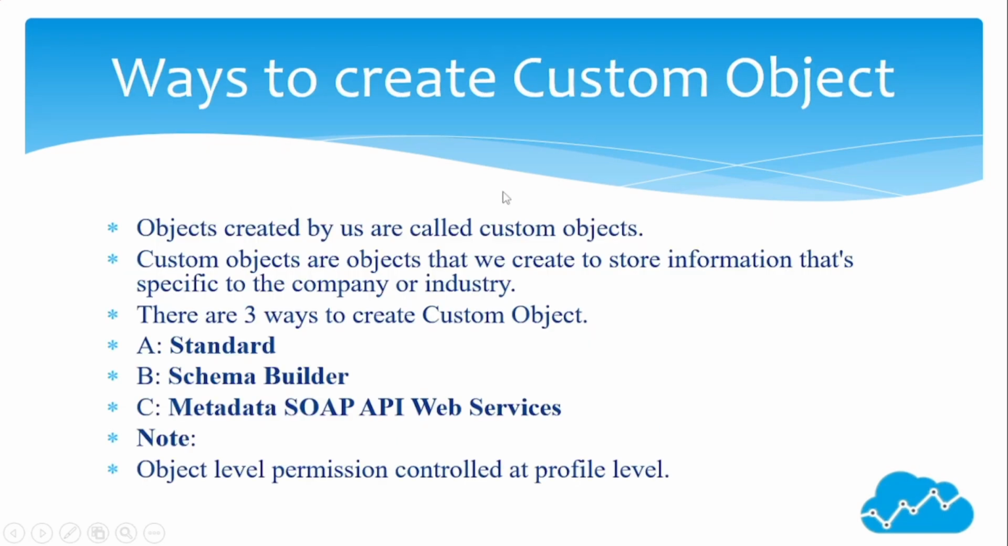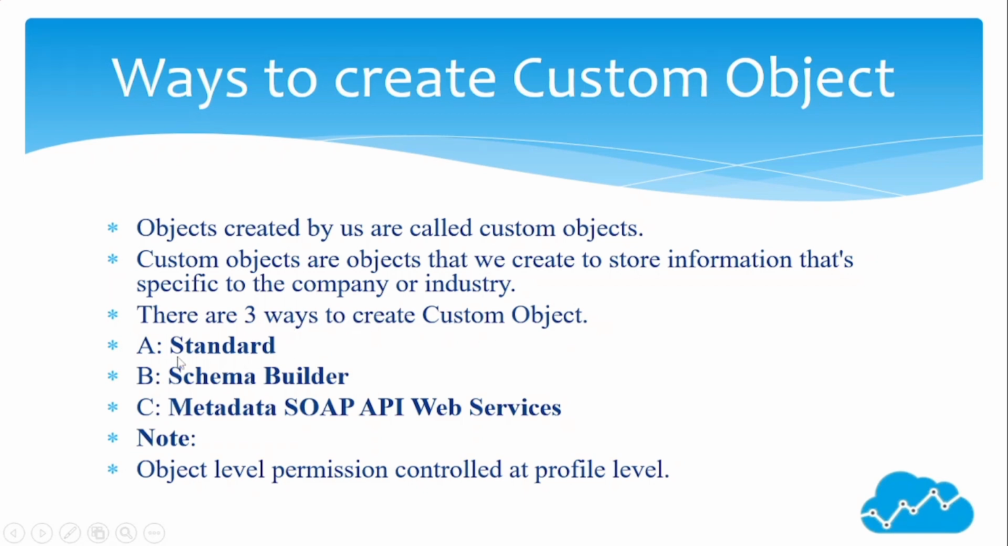So, ways to create a custom object. Objects created by us are called custom objects, and the standard objects are given by Salesforce itself. Custom objects are objects that we create to store information that is specific to the company or industry. When we are creating the custom object as per our business demand or requirement, there are three ways to create a custom object.